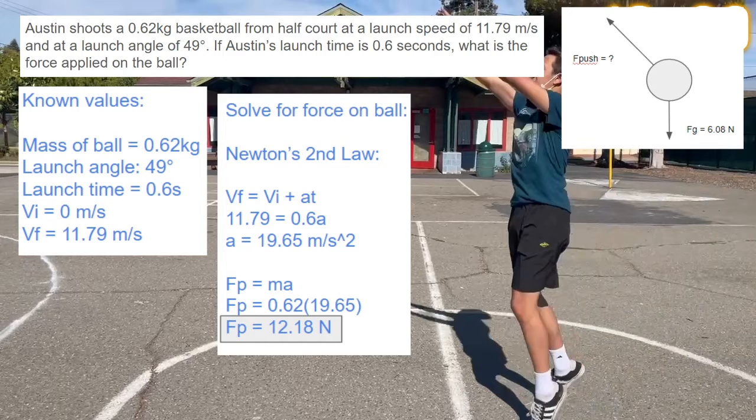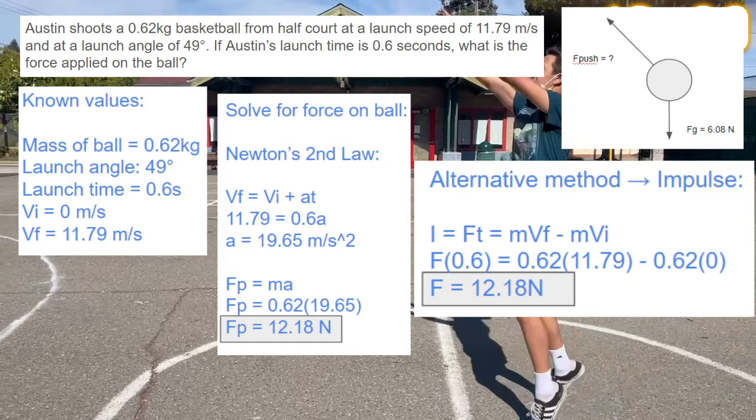And then you use Newton's second law equation and make ma equal to Fp, which is the force applied on the ball. And Fp would be equal to 0.62, the mass, times acceleration, which is 19.65. And the force of the push would then amount to 12.18 newtons. An alternative method to solve this is through the impulse equation. I, impulse, is equal to Ft, which is equal to mv minus mvi, or the change in p, and you would therefore get the same answer.